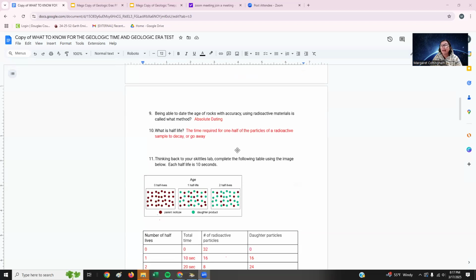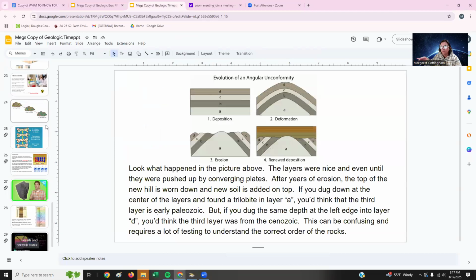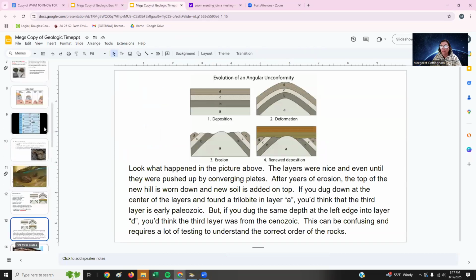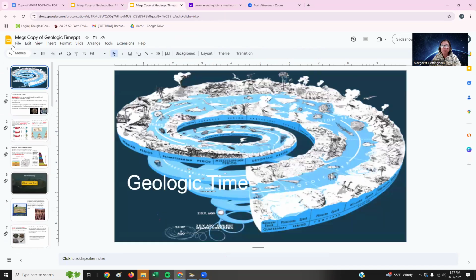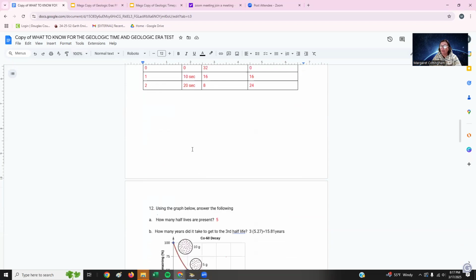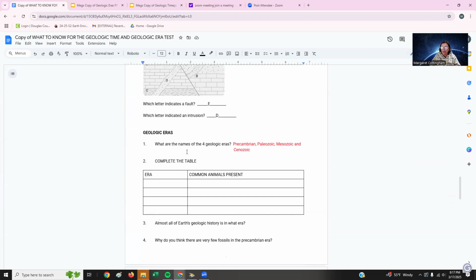So that is geologic time. So go back to this PowerPoint and look at your geologic time PowerPoint so you know what to do. Okay. And then now we're going to go into geologic eras. And so the eras, you should know the names of the 4 geological eras and the order in which they came. So Precambrian, Paleozoic, Mesozoic, and then Cenozoic. Okay. And then you should complete the table.